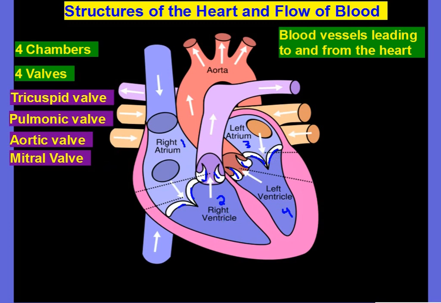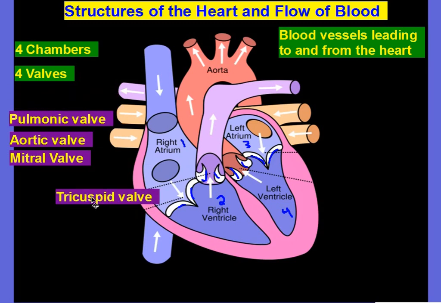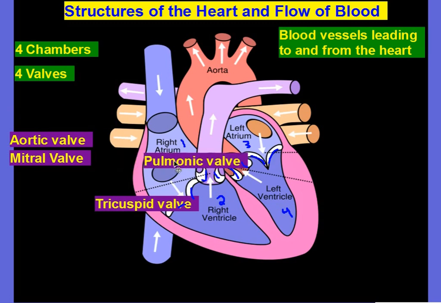And each one of those valves has a name. This valve is the tricuspid valve. It is between the right atrium and the right ventricle. This valve you see coming out of the right ventricle is the pulmonic valve, and it's called the pulmonic valve because when the blood goes through that valve, it's going to the lungs, the pulmonic valve.